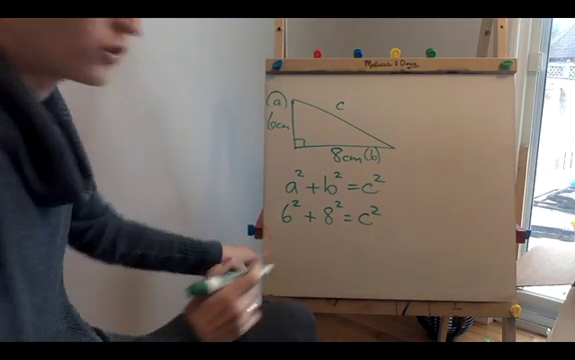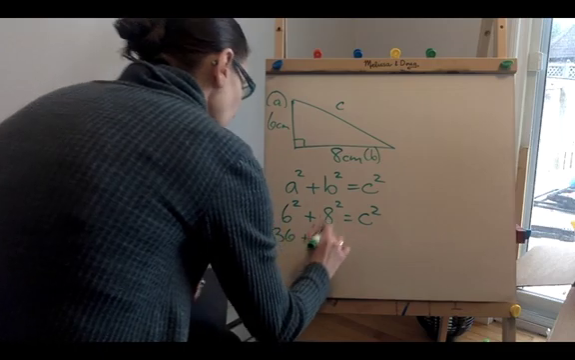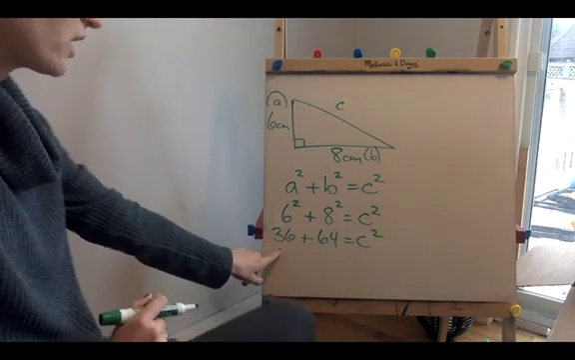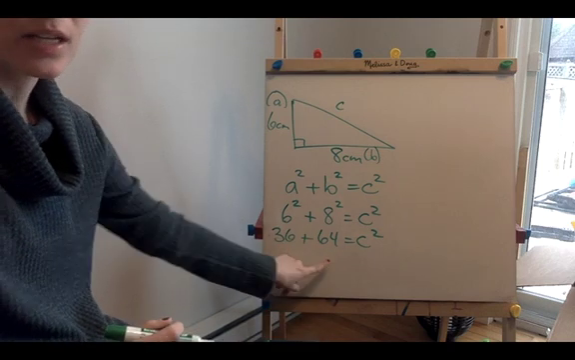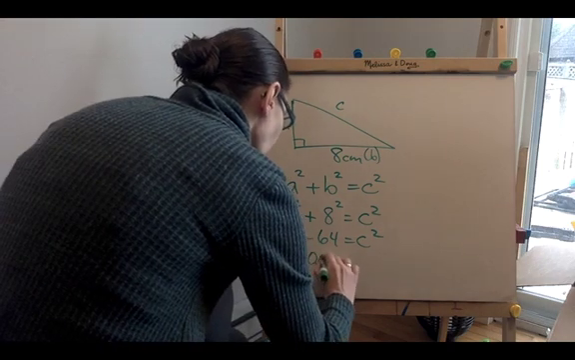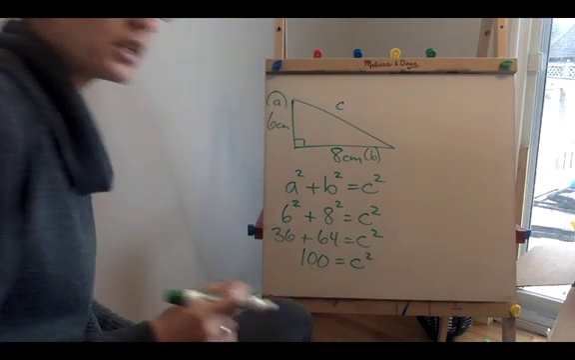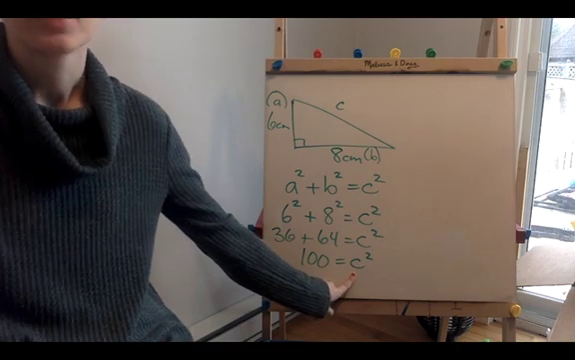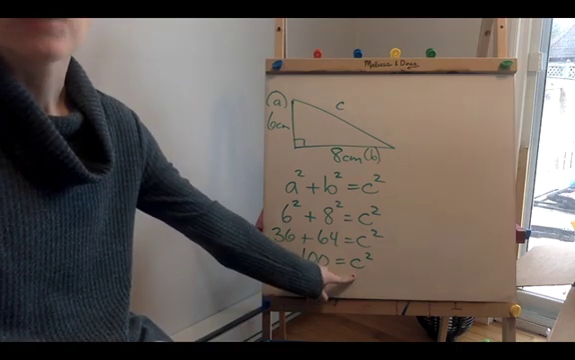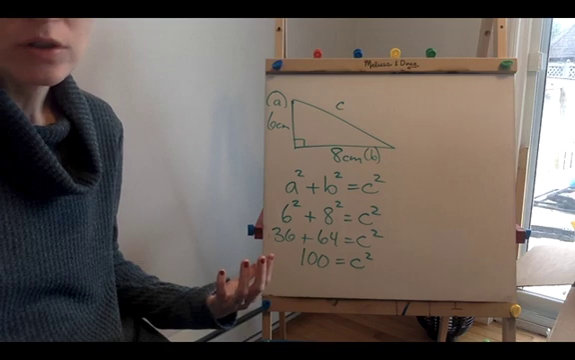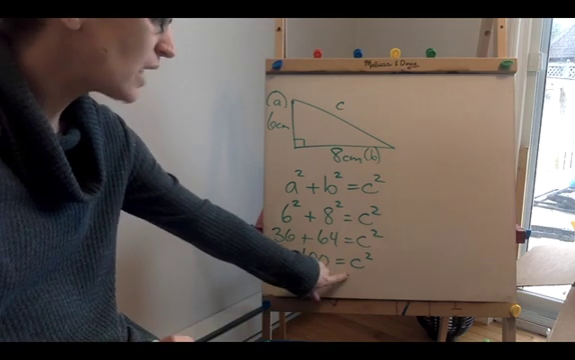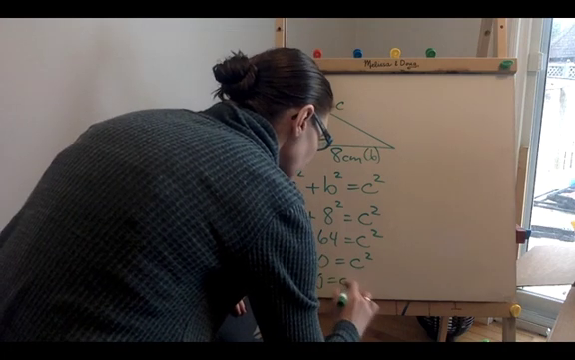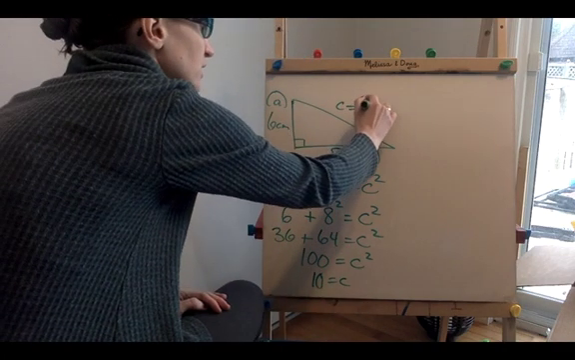So 6 squared is 36. 8 squared is 64, right? Then we can add these two things together. 36 plus 64 is 100. 100 is equal to c squared. So what that's saying is some number squared is equal to 100. And if you have a good knowledge of your perfect squares, you go, oh wait, I know what that is. 10 squared is 100, and you can jump straight to your answer, right? 10 is equal to c, and you know that that's 10 centimeters, right?